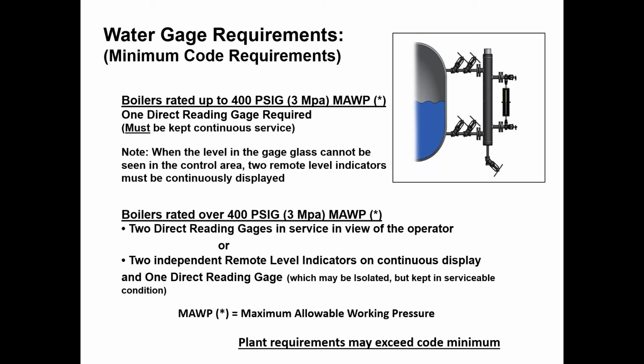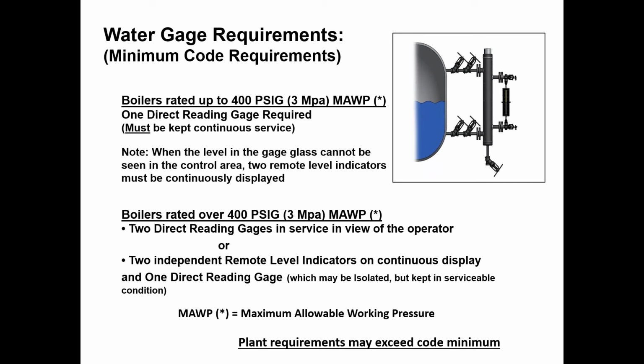Any boiler rated to operate up to 400 pounds service is required to have at least one gauge glass in service at all times. No option to valve it off. Doesn't matter if you got 20 transmitters on that boiler, you're not shutting the gauge glass off.